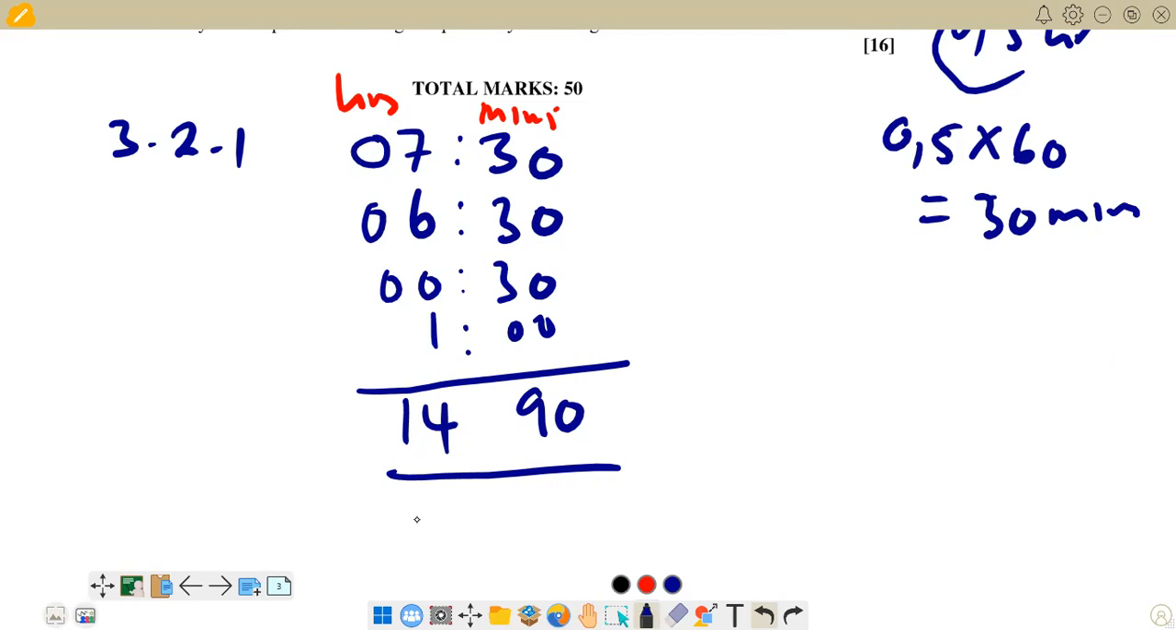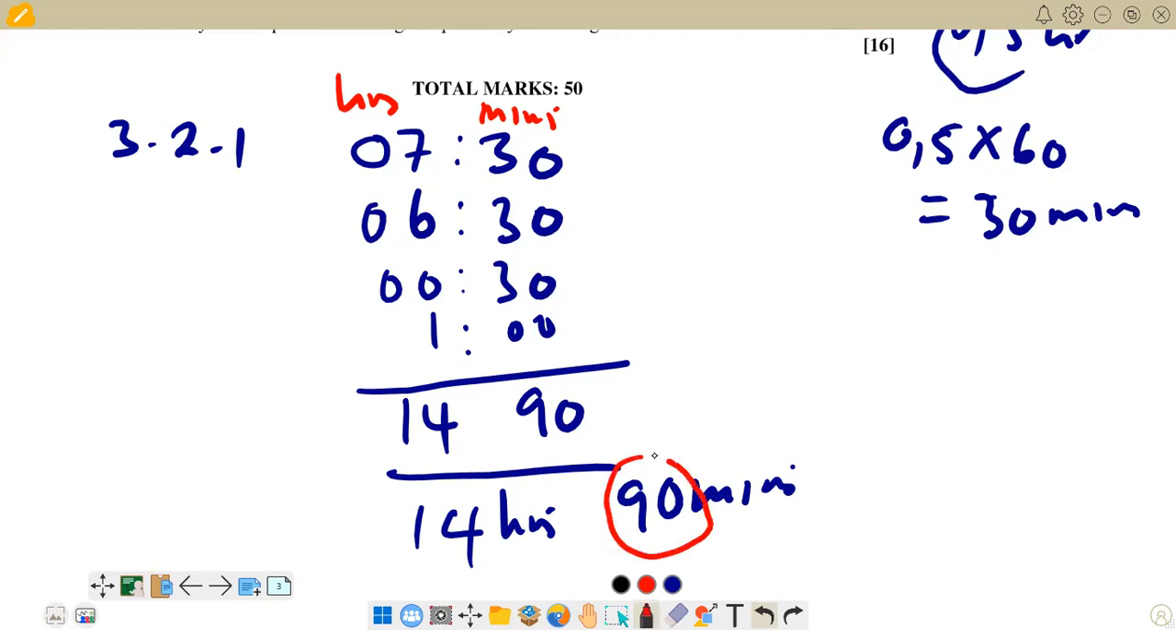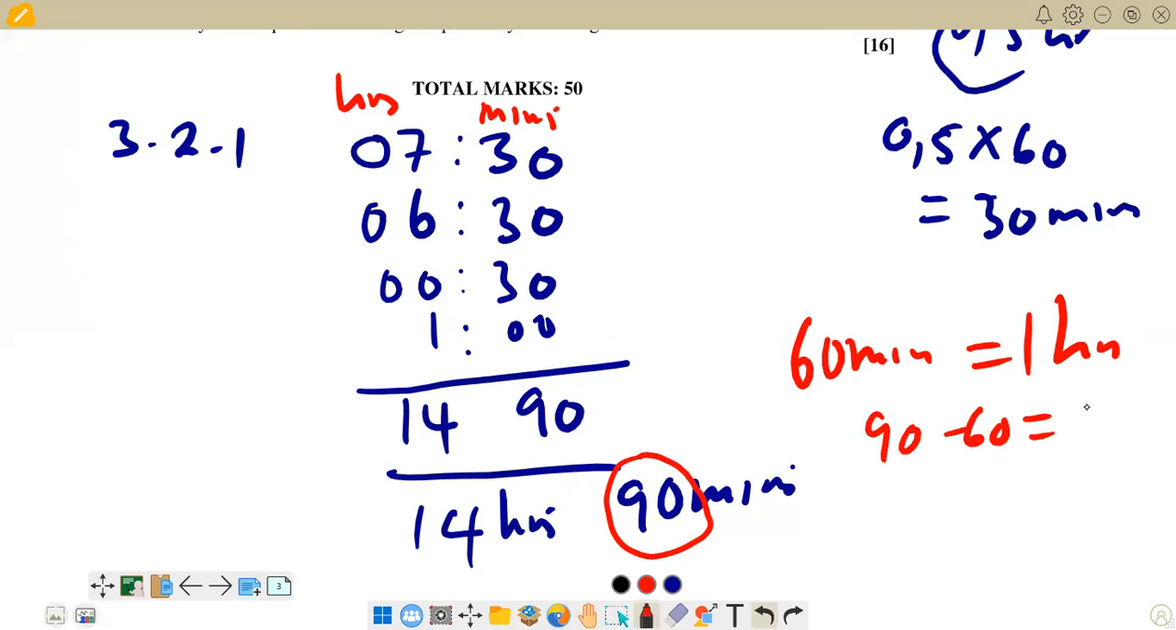We are having our answer as 14 hours and then 90 minutes. Now this 90 minutes is surpassing the maximum number of minutes per hour. Remember, we have got 60 minutes representing 1 hour. So it means we've got 1 hour inside this 90 minutes, which we are supposed to add to the hours. So we take out the 60 minutes that are inside 90. We say 90 minus 60, we are left with only 30.